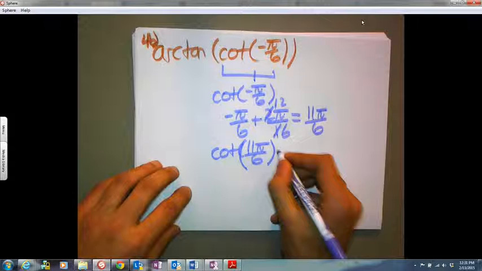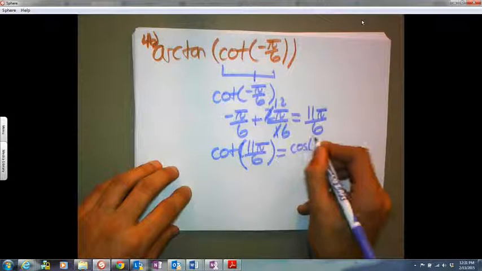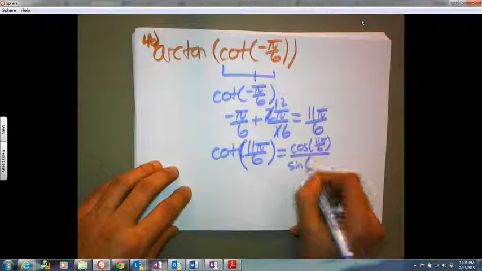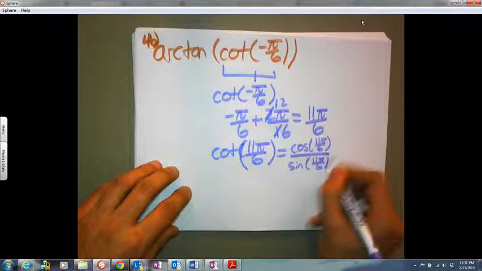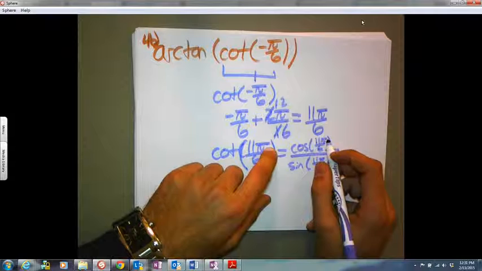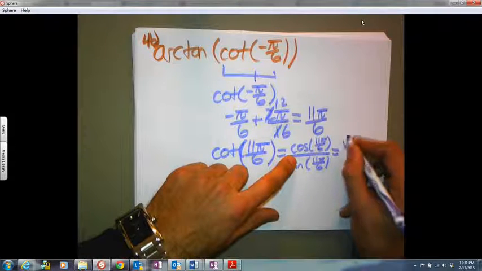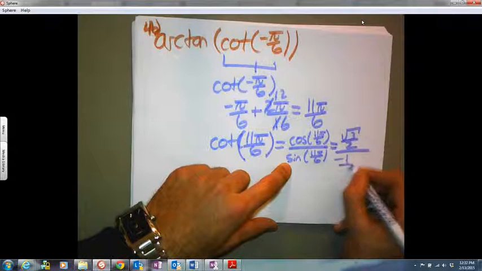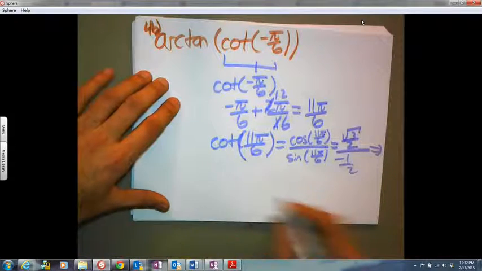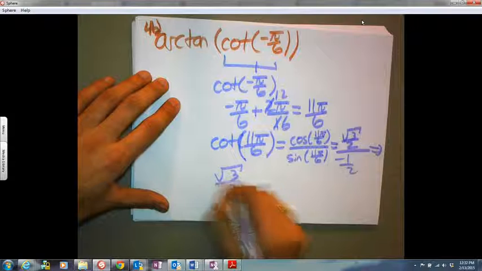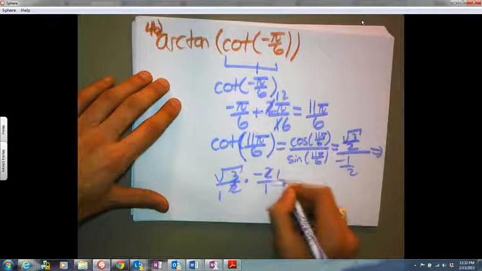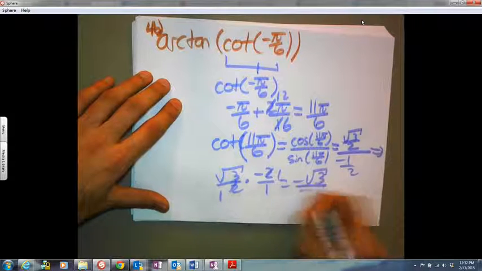Cosine over sine, absolutely. Cosine of 11 pi over 6 is root 3 over 2. Sine of 11 pi over 6 is negative 1/2. You want to keep, change, flip. I would say half the people in the class got this.